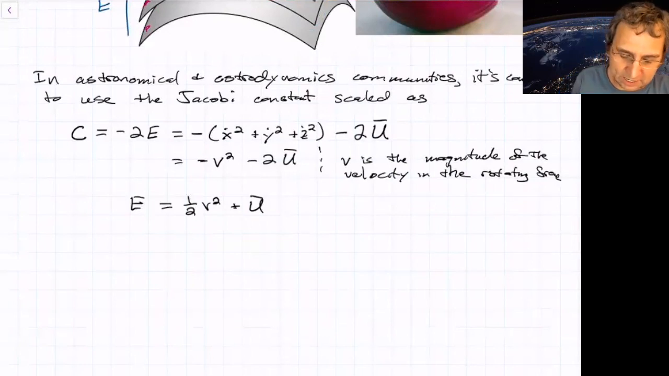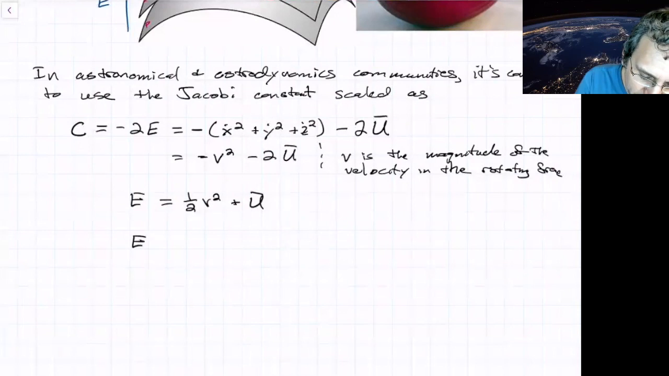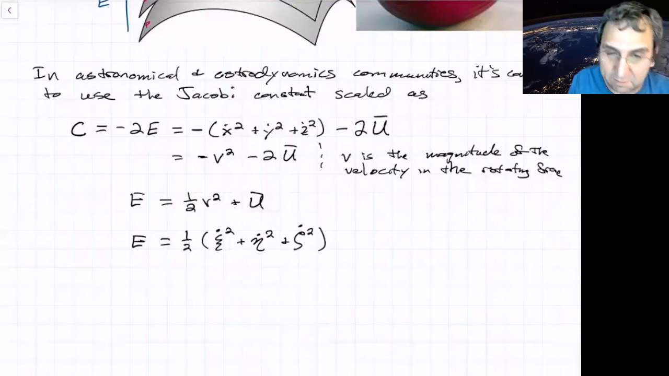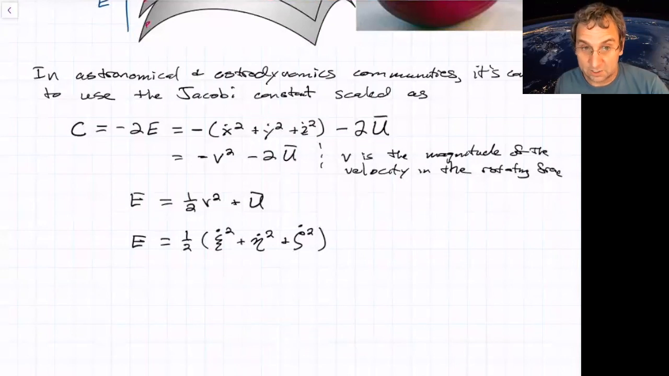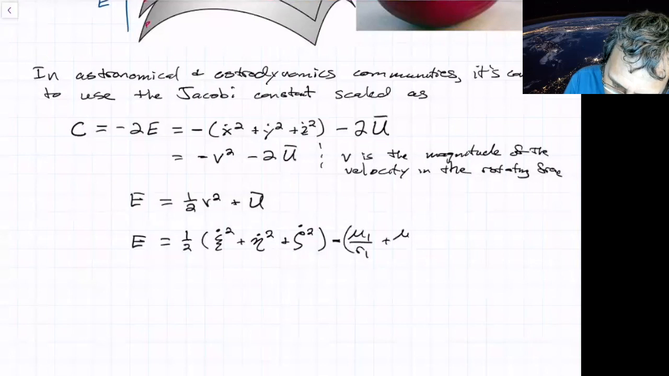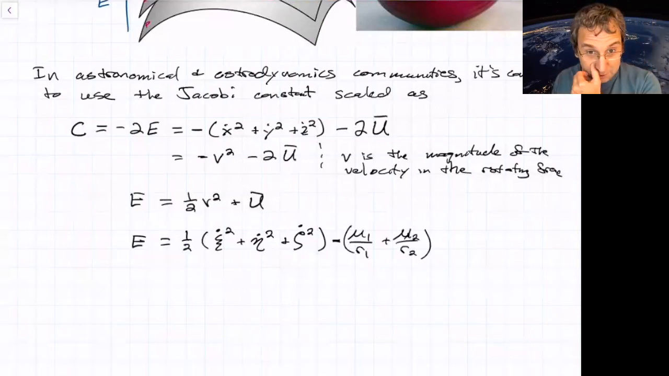If we tried to write E in terms of the inertial frame, what do we get? Let me use the things I used before. So xi dot squared plus eta dot squared plus zeta dot squared. So that's 1/2 the actual inertial velocity squared. That means something in terms of the usual energy. And then this is minus mu1 over R1 plus mu2 over R2. So that looks like the energy.